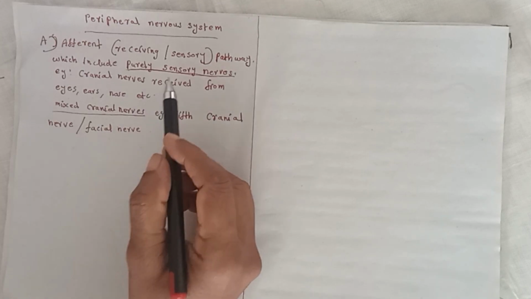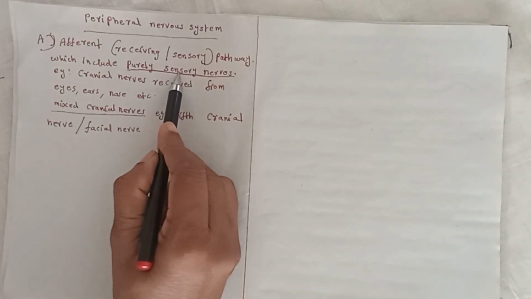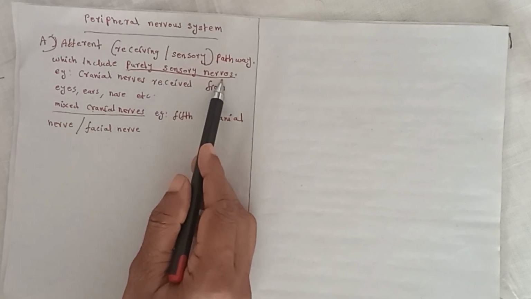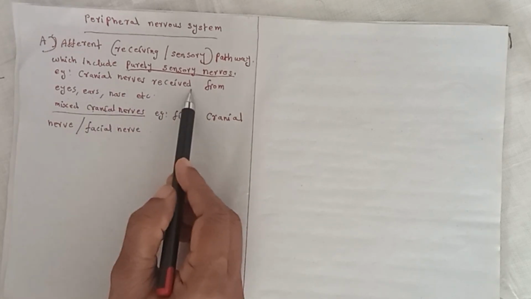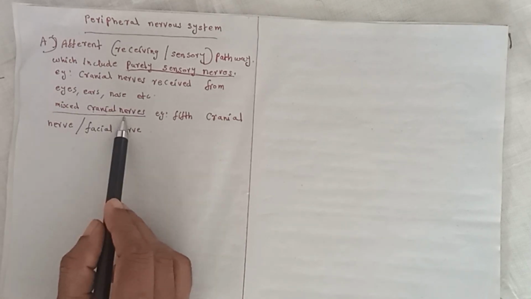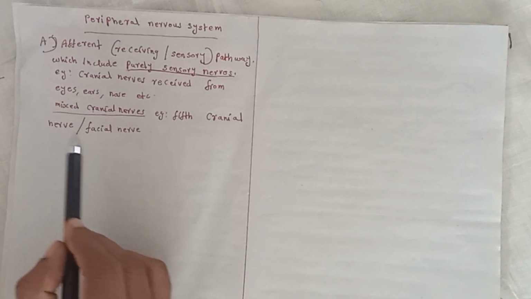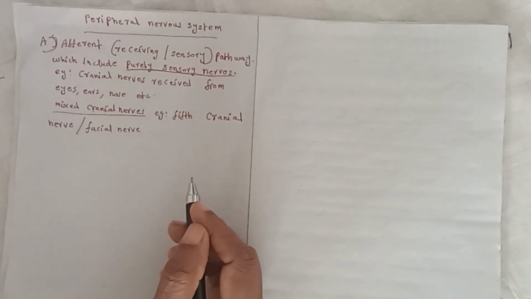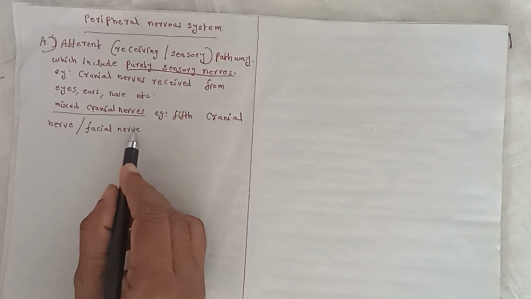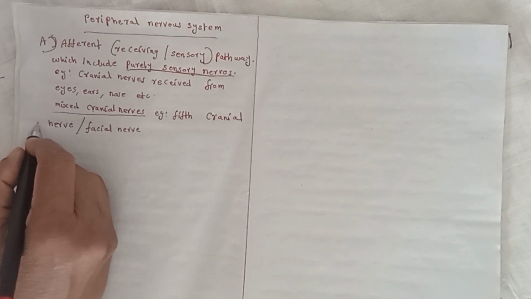The afferent, or receiving, or sensory pathway includes purely sensory nerves and mixed cranial nerves. Examples of purely sensory nerves are cranial nerves that receive messages from the eyes, ears, nose, etc. Mixed cranial nerves, for example the fifth cranial nerve, contain fibers which bring sensation from the face and motor fibers which carry impulses away to the jaw muscles. We discuss the facial nerve.